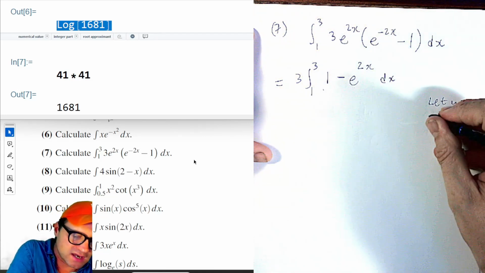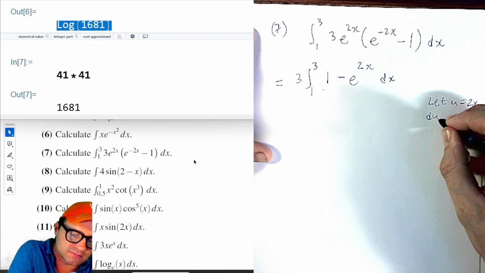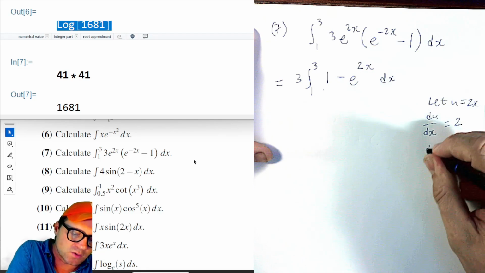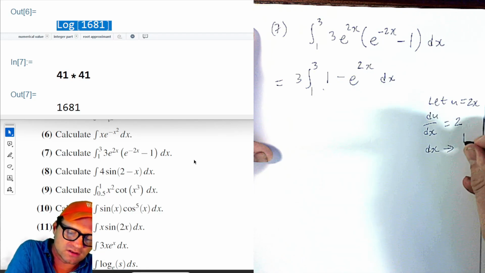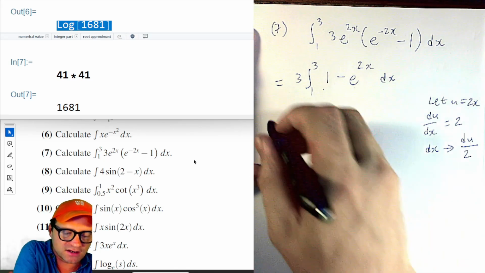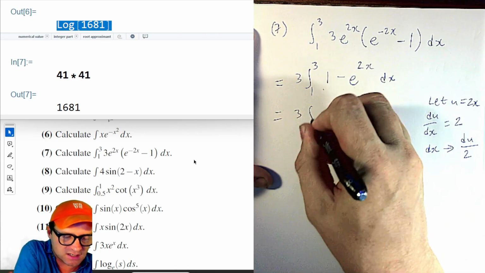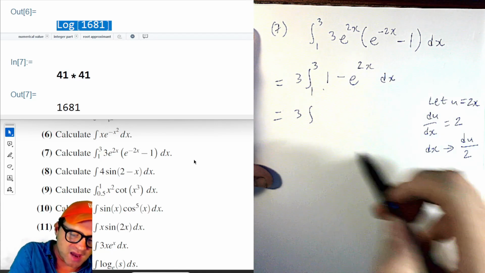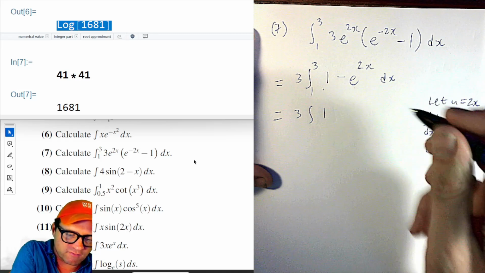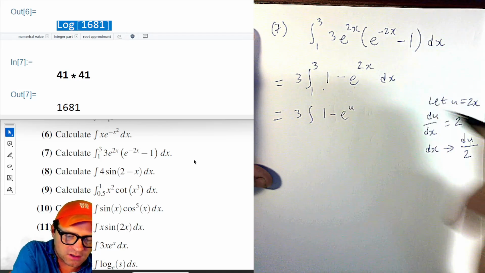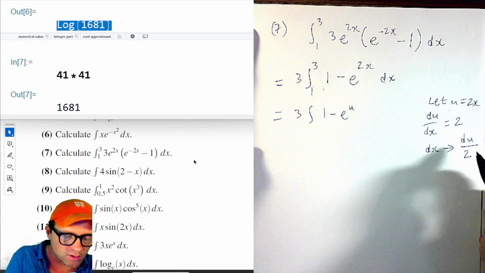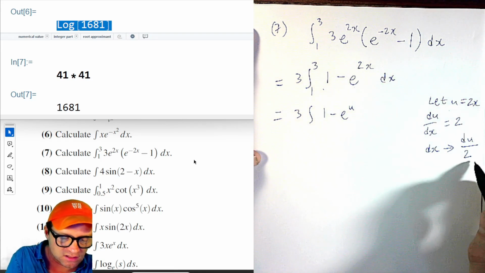2x. Okay, now differentiating this, du on dx is just 2, and so we can replace dx with du over 2. Okay, so let's go ahead and do this. We have 3 times the integral. I'll leave off the bounds for now because we'll change this in terms of u. We have 1 minus e to the u, because u is 2x as we set out. And now we want to replace the dx with du over 2.